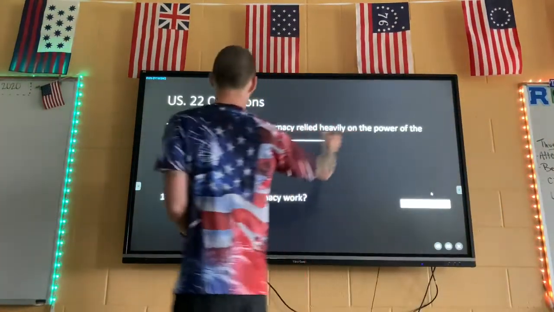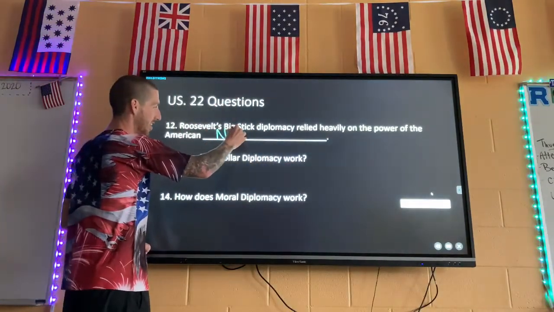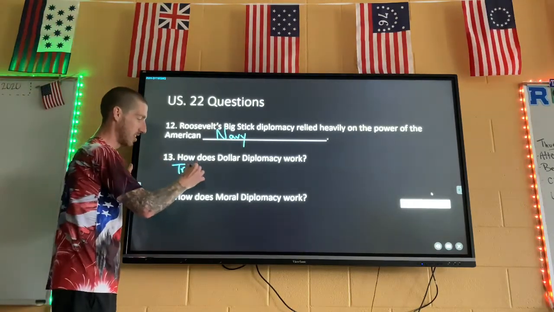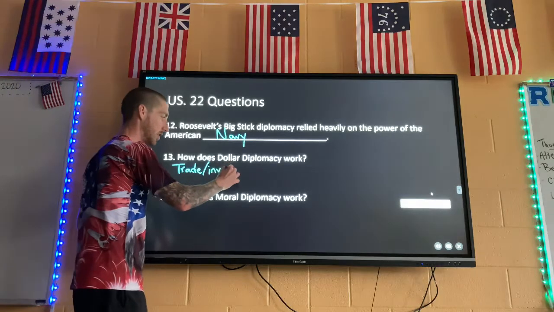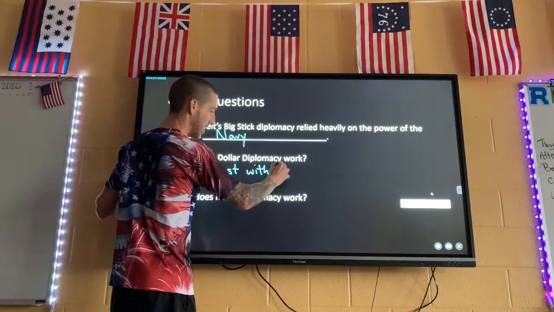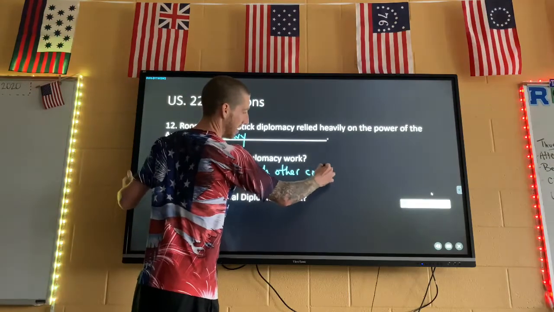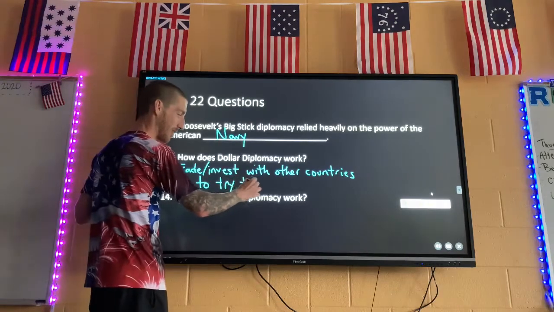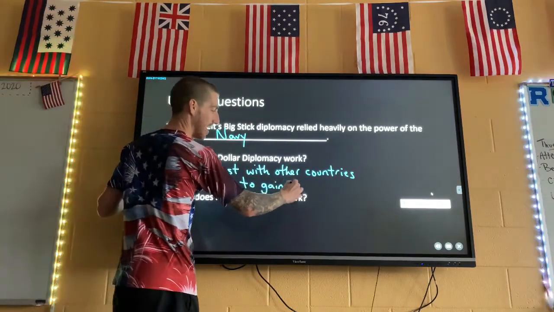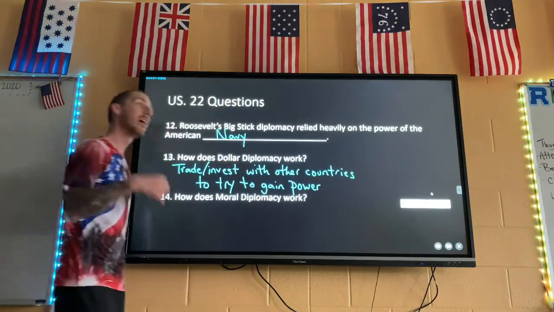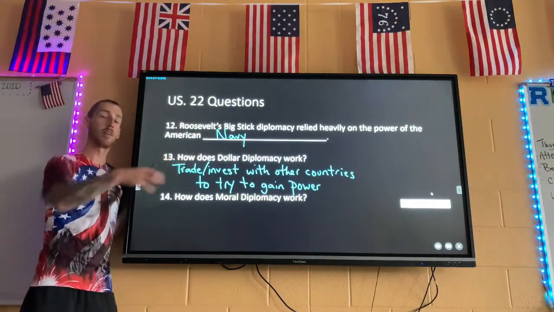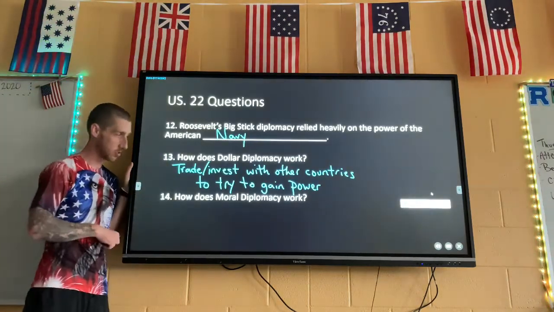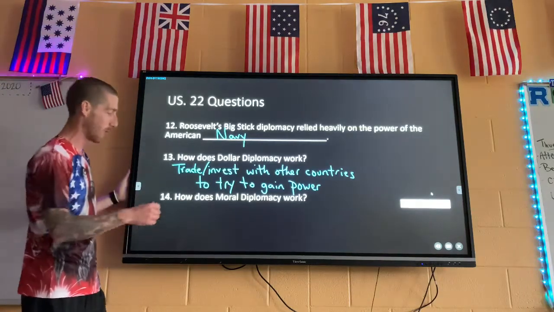Roosevelt's big stick diplomacy relied heavily on the power of the American Navy, which is a branch of the military. Dollar diplomacy, you trade or invest with other countries to try to gain power there, okay? So you say, hey, we're going to trade even more money with you if you put a leader in your government who is kind of like us, who is democratic, who is pro-capitalism, pro-trade, etc. And then lastly, how does moral diplomacy work?